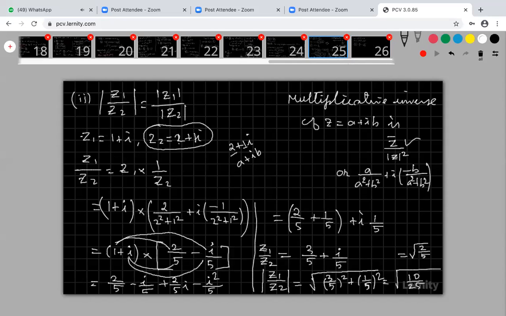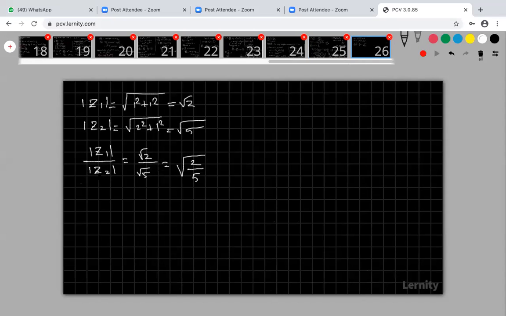Magnitude of Z1 by Z2 is also root of 2 by 5. Magnitude of Z1 divided by magnitude of Z2 is also root of 2 by 5. So therefore, my Z1 by Z2, that means here, after dividing these two complex numbers, I am taking the magnitude. Here, I am taking the magnitude for the first complex number and the second complex number and then dividing. Both the answers are same. This is my property result.